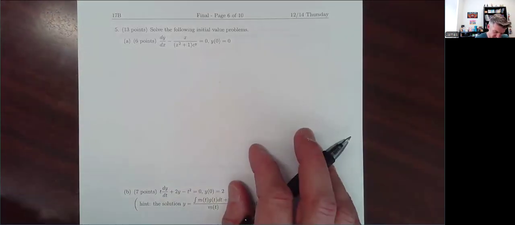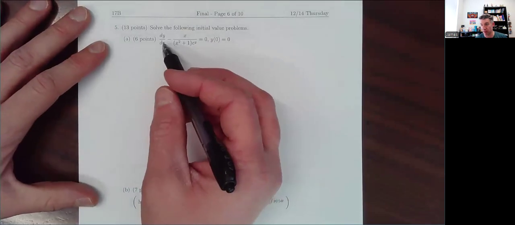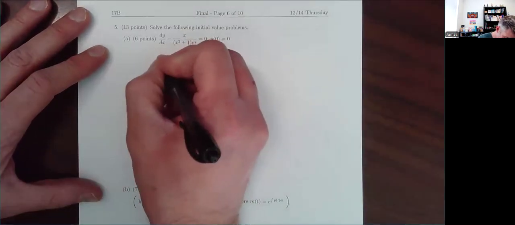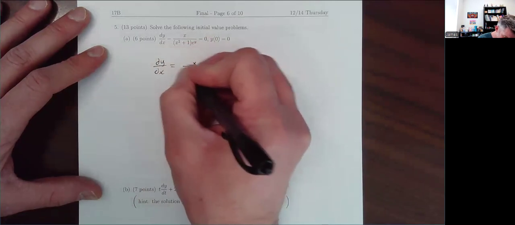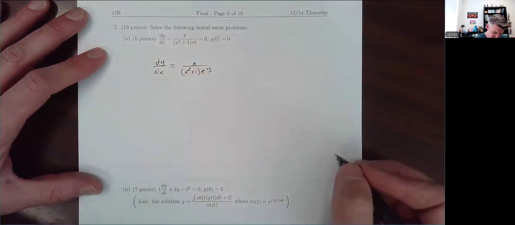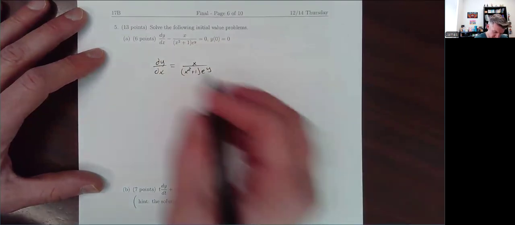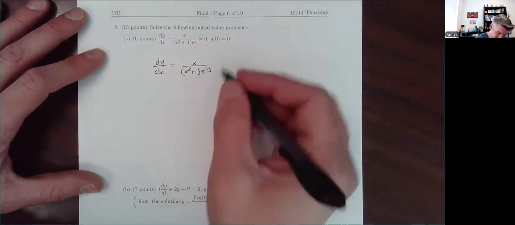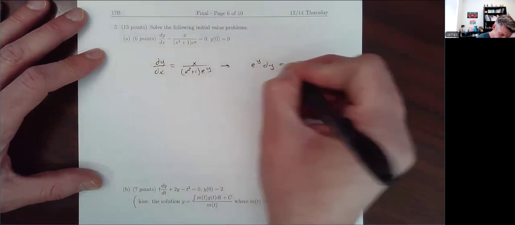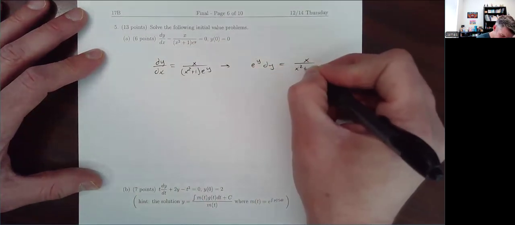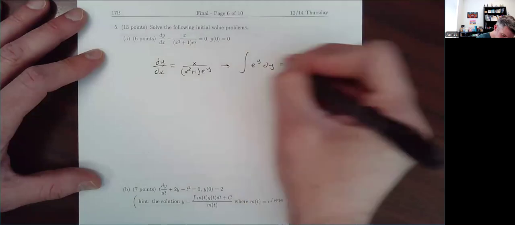Solve the following initial value problem. So this looks like we should probably separate it. I have dy/dx equals x over x squared plus 1 times e to the y, with y of 0 equals 0. Separate: e to the y dy on the left equals x over x squared plus 1 on the right times dx. Integrate both sides.